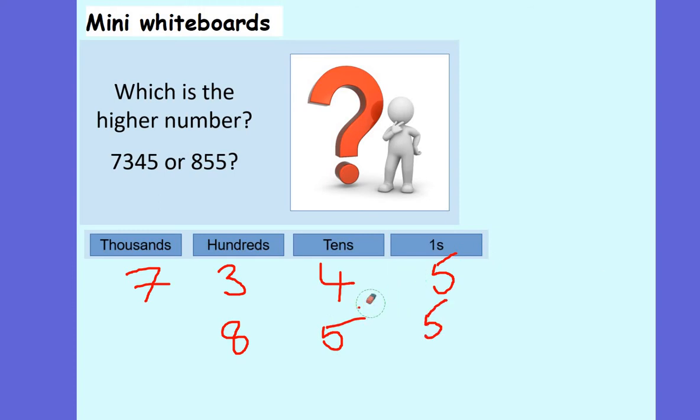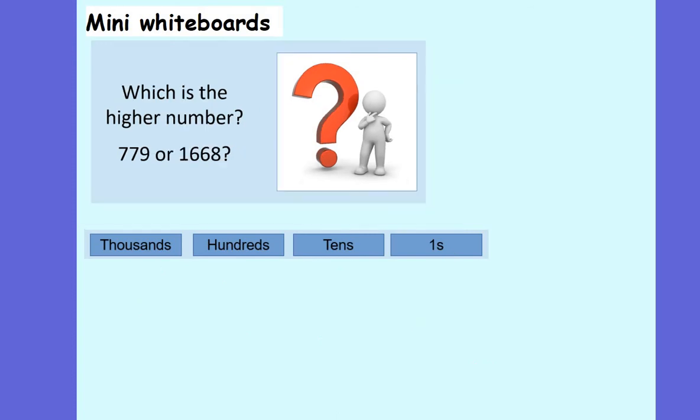So when comparing, I start by looking in my thousands column. This one's got a 7 in the thousands column, so this one's going to be bigger. The other one's got a 0, so that's going to be smaller. The larger one is 7,345.